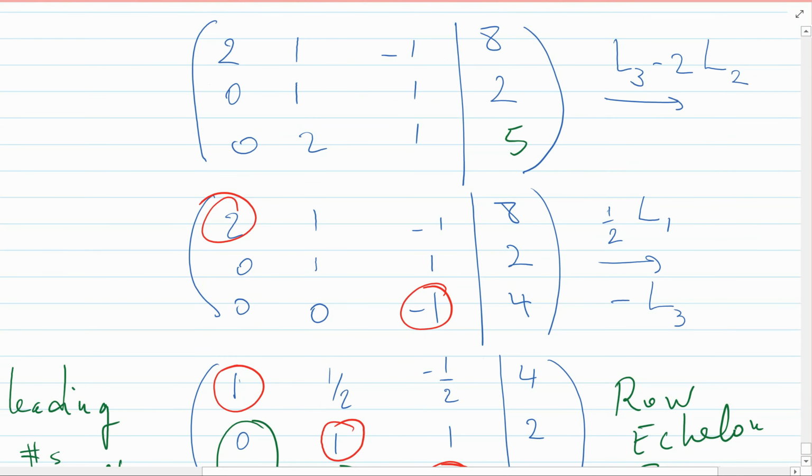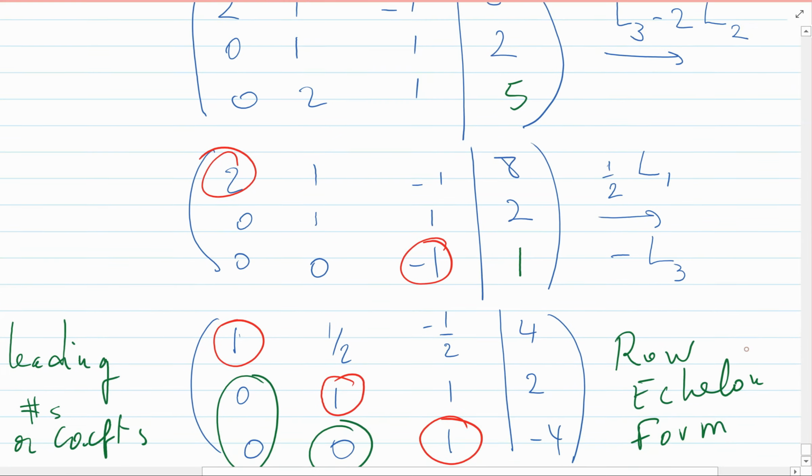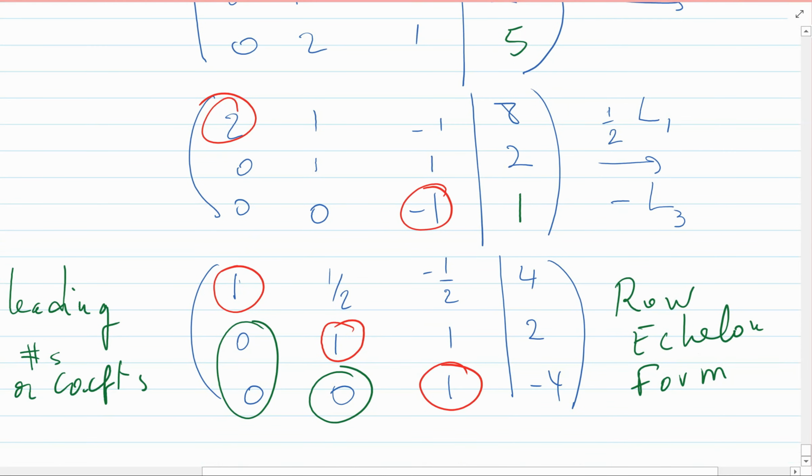And now what did we do? We took L3 minus 2L2. So it's going to be 5 minus 4, that's 1. And therefore it should be here when we multiply by -1. Okay, great.